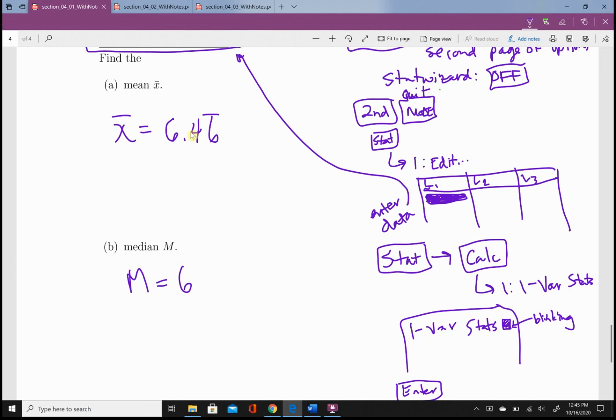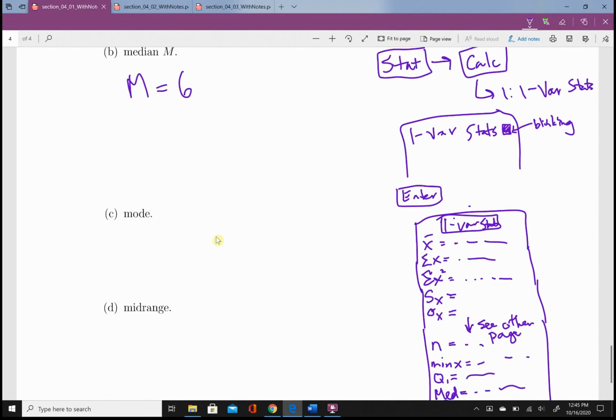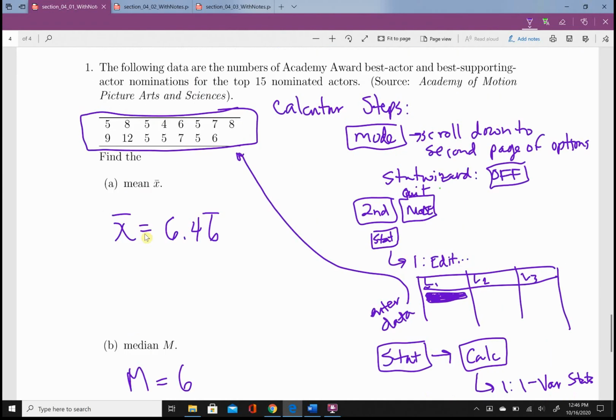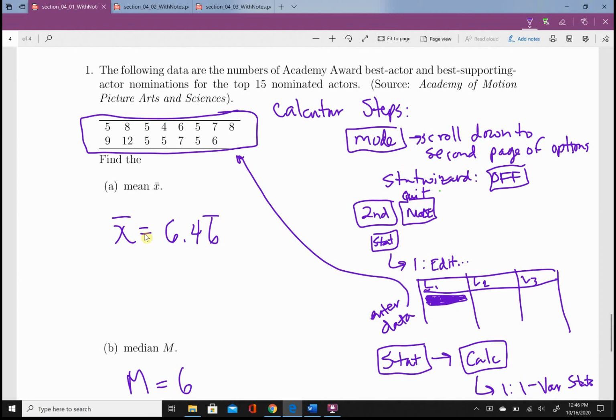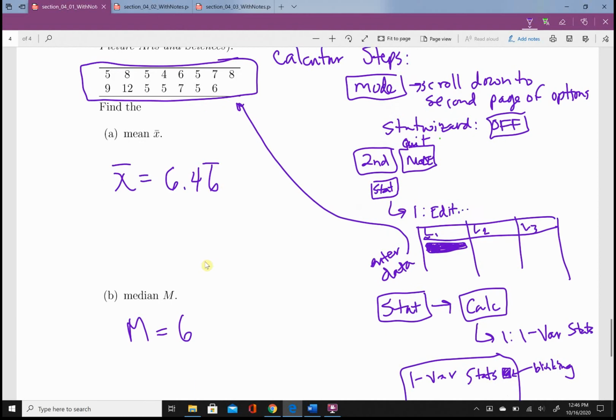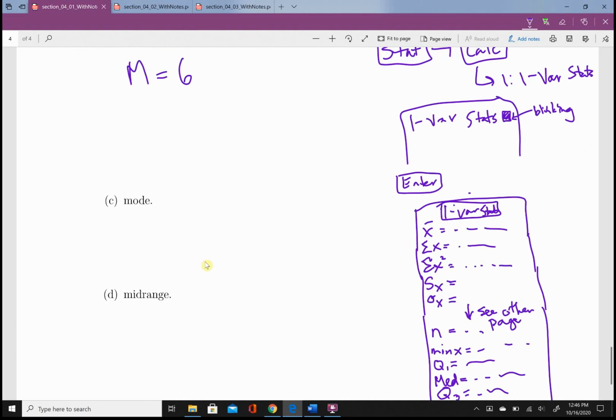And going down below, the mode. Now the mode is not something that one variable stats has an output for. So we have to just look at the data and see what value, if any, occurs most often. So notice that there are 1, 2, 3, 4, 5 different data values of value 5. And although there's some other repeats, none of the other repeats repeat as many times as the 5. So it looks like the mode is 5. Mode is 5.